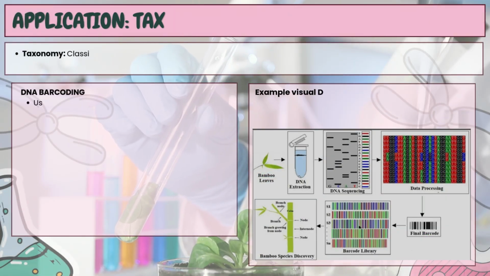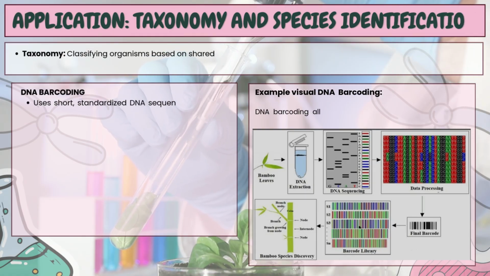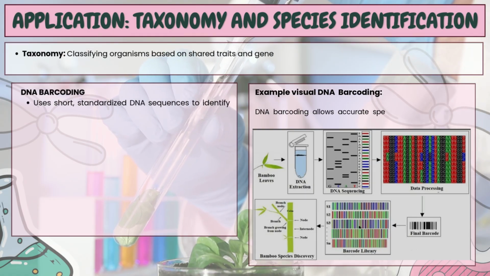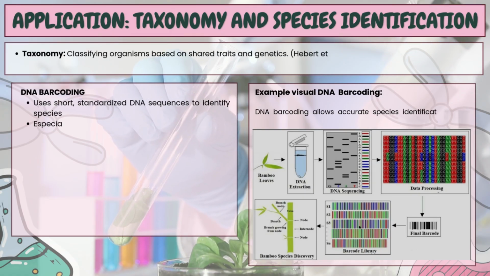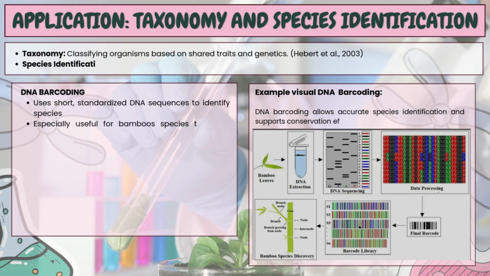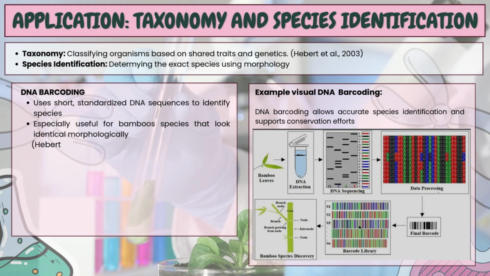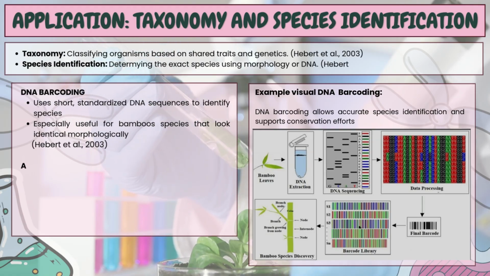Okay, let's move to the application: taxonomy and species identification. Taxonomy is the science of classifying organisms based on shared traits in genetics. Essentially, it's a way for scientists to organize all living things into hierarchical groups such as kingdom, phylum, class, and species, so that we can understand their relationship and evolution.